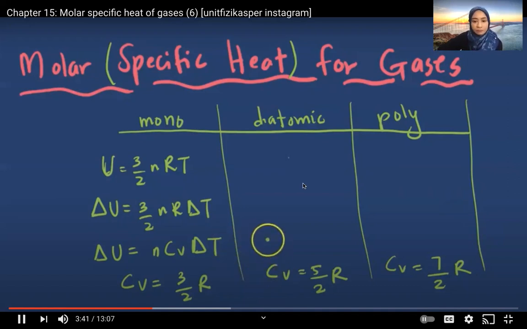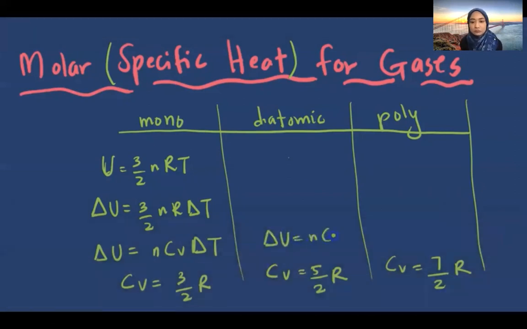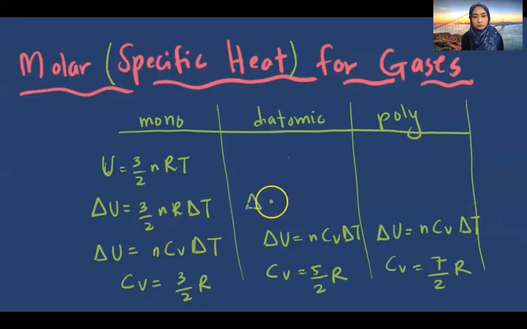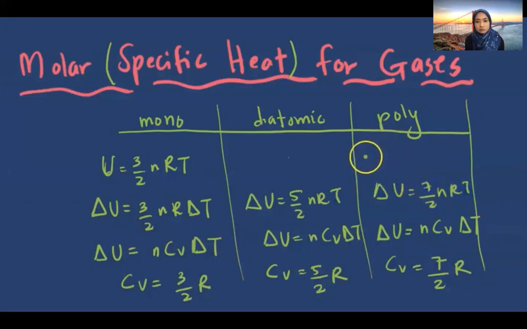So this is important. I can use this equation, delta U equals NCV delta T, no problem for diatomic, as long as I know that CV is equal to 5/2 R. And again, for this one, it's the same case, NCV delta T, as long as I know that my CV should be 7/2 R. Okay? So this makes my equations over here delta U equals 5/2 nR delta T, delta U equals 7/2 nR delta T.